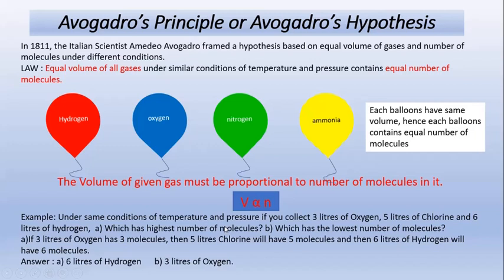When the volume is increasing, the number of molecules will also increase. Exactly, 6 liters of hydrogen has more volume when compared to the other two. So the 6 liters of hydrogen contains more number of molecules. Come to the second one: which has the lowest number of molecules? Yes, if V decreases, N decreases. Very simple. So 3 liters of oxygen contains the least number of molecules.